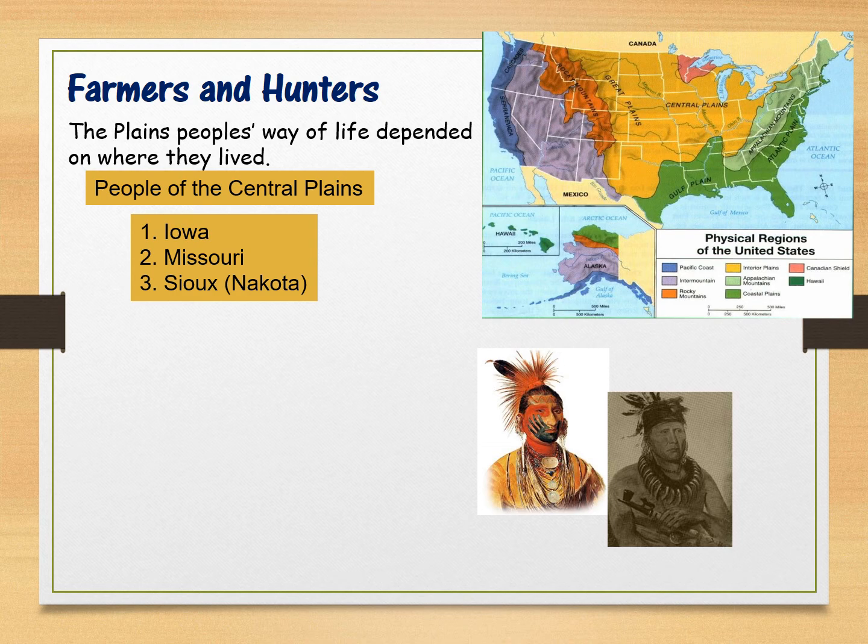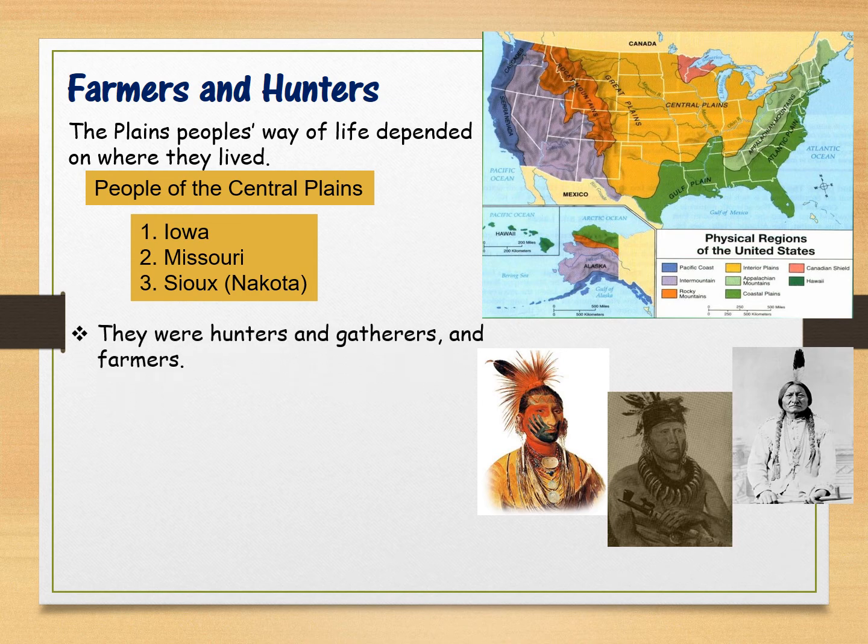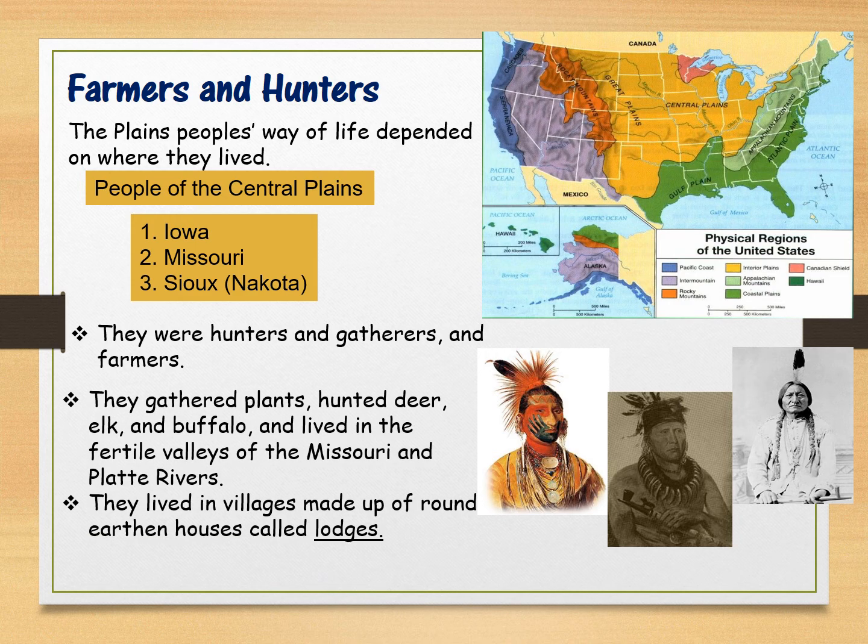By the way, you pronounce this word number three as Sioux, such as the Nakota. These groups were hunters, gatherers, and farmers. They gathered plants and hunted deer, elk, and buffalo. They farmed in the fertile valleys of the Missouri River and the Platte River. They also grew beans, corn, and sunflowers. At times, grade 5, these groups traded some of their crops for other goods.